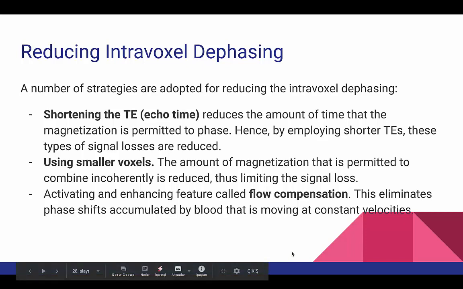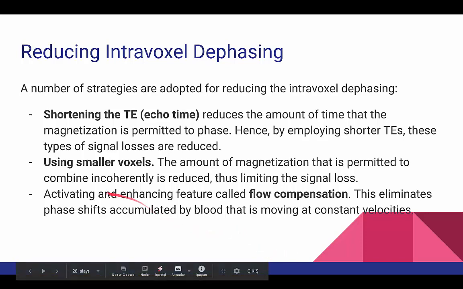One of them is the shortening of the TE, which is the echo time. It is designated as the time between the application of the radio frequency excitation pulse and the peak of the signal induced in the coil. So if you employ shorter TEs, the intravoxel dephasing will decrease as well.